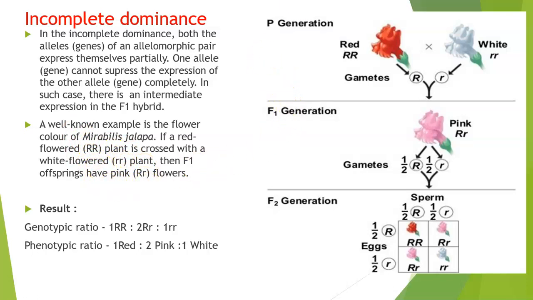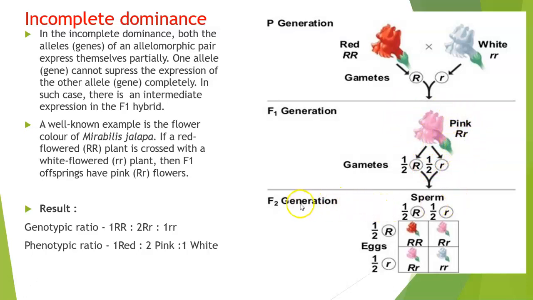Here, have a look at the diagrammatic representation. In the parental generation, I take the red flower, the red being the dominant trait, and the white flower, the white being the recessive trait. When the gametes are formed in your F1 generation, as per the law of dominance, this flower should have appeared red. But in this particular case, the flower is appearing pink in color. So this is an intermediate expression. But again, there is no mixing of these alleles.